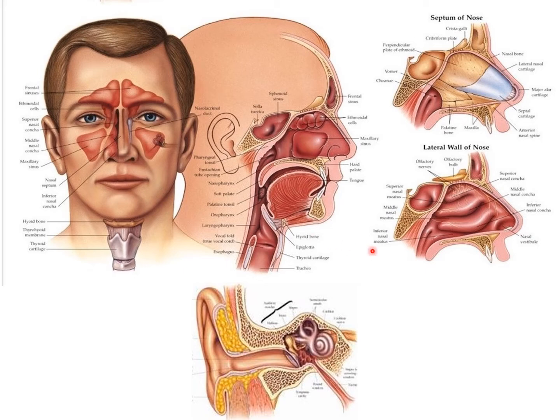The tube connecting the nose to the middle ear is called the eustachian tube, which equalizes the pressure between the middle ear and the nose.